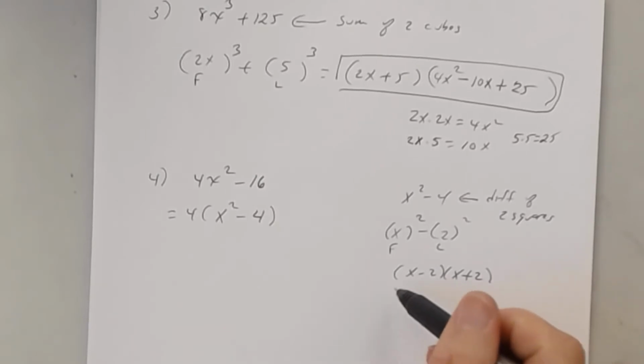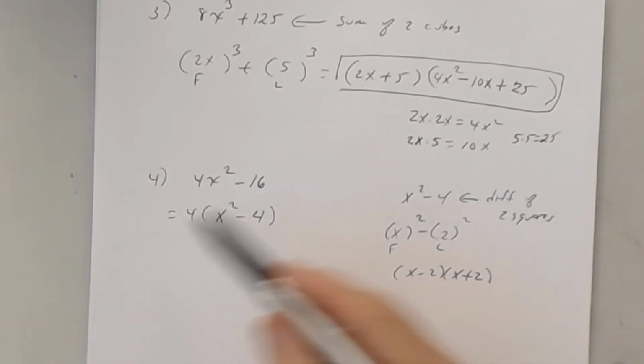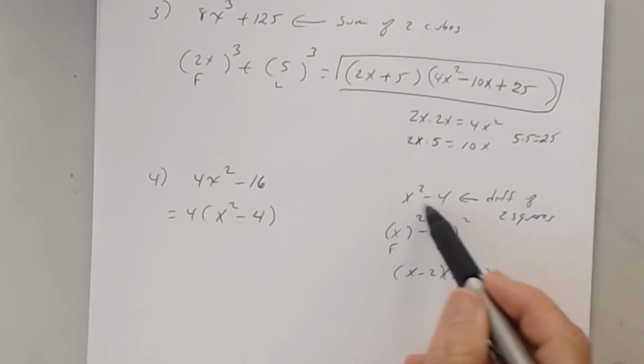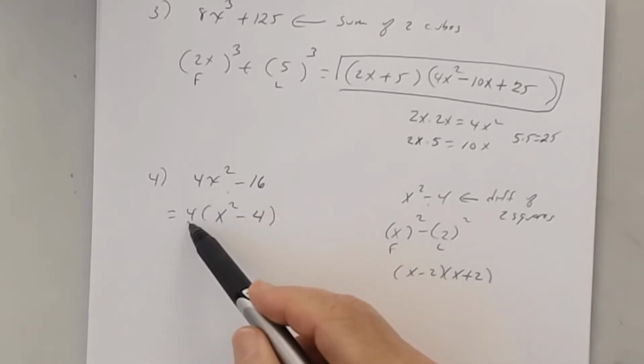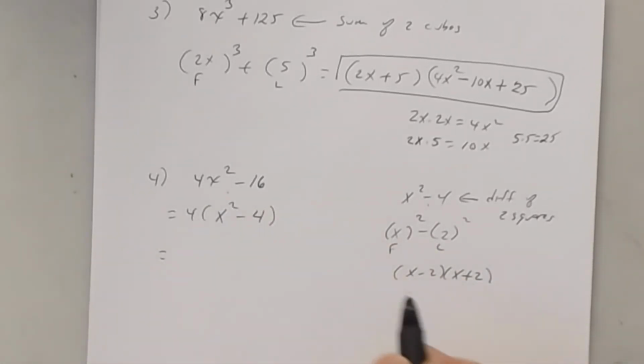But don't make the mistake of saying that's your answer, because you factored out a 4. So this x minus 2 times x plus 2 is a factorization for this, but that was not my original. My original was this. So you remember you had to factor out a 4, so you have to put that in your answer.